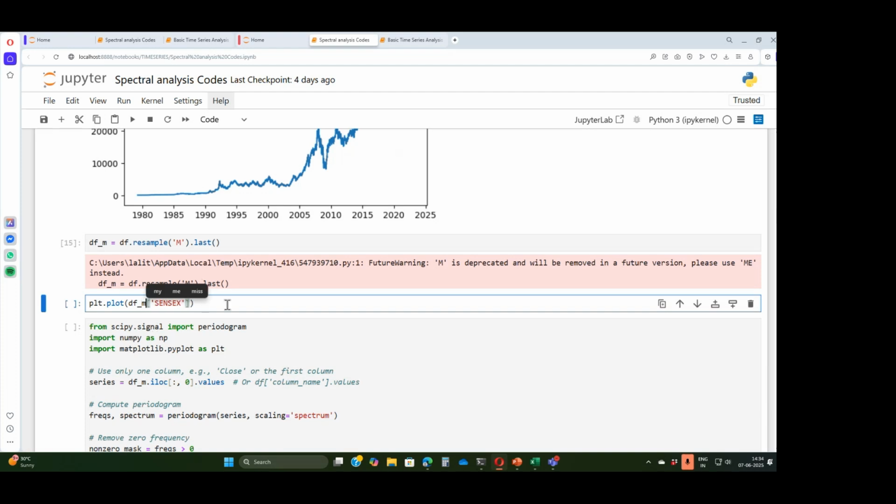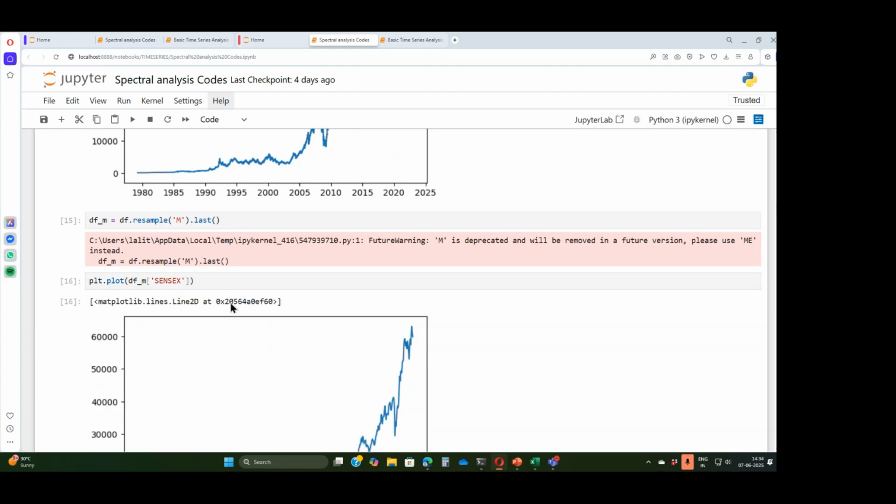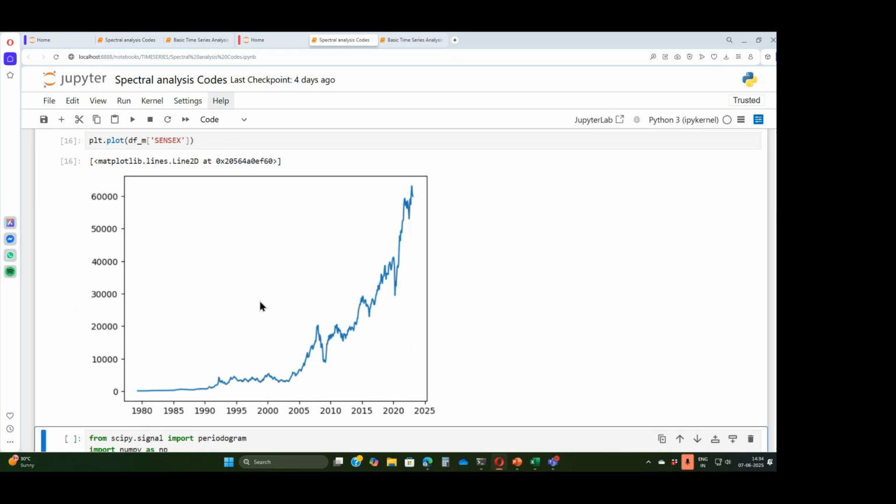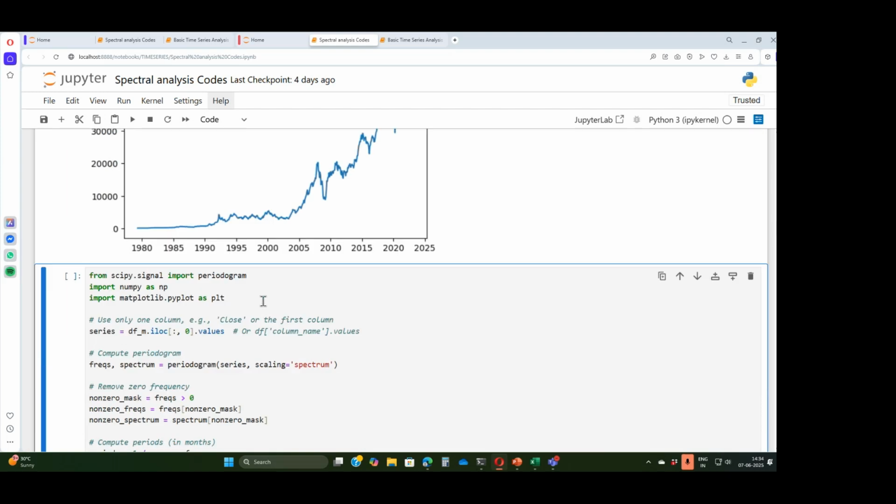Okay. I should plot them actually. So I plot this underscore n. Now this is the monthly data. It's a little shorter series, but looks quite presentable.